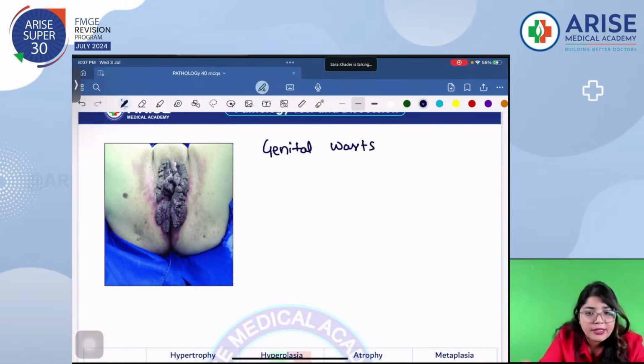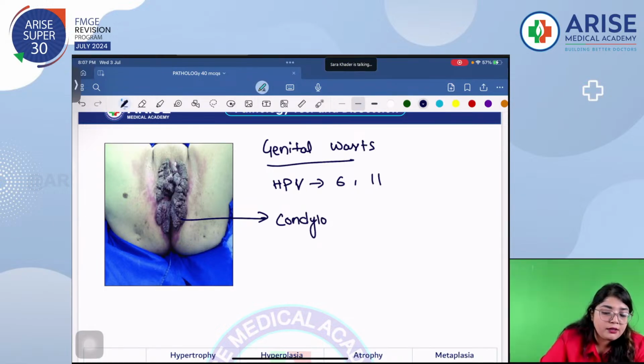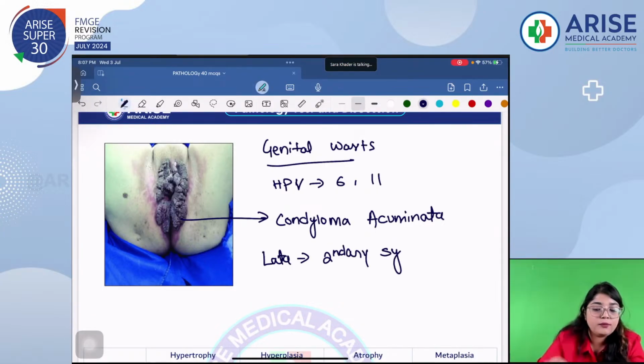So can anybody tell me about genital warts? What are the subtypes that cause genital warts? So if you remember, it is HPV 6 and 11. And what is this actually? What image is this? Can anybody tell me? This is your condyloma acuminata. All right. Remember, condyloma lata is seen in secondary syphilis.